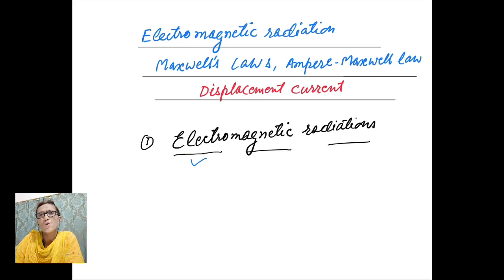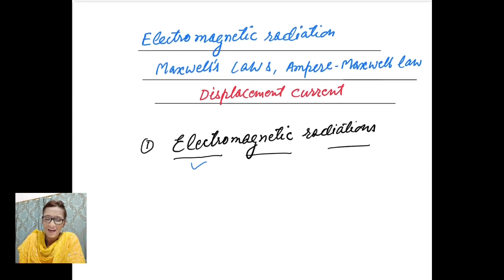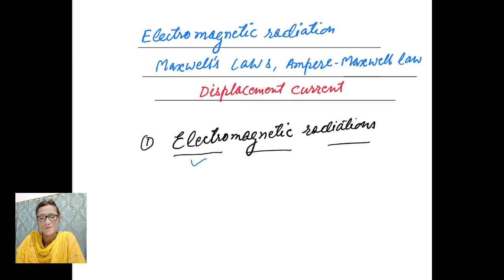Now these electromagnetic radiations are self-sustaining. They are autonomous bodies. They do not gain energy from any other body. They have their free existence. So for understanding electromagnetic radiation, we need to know the laws of electricity and the laws of magnetism.